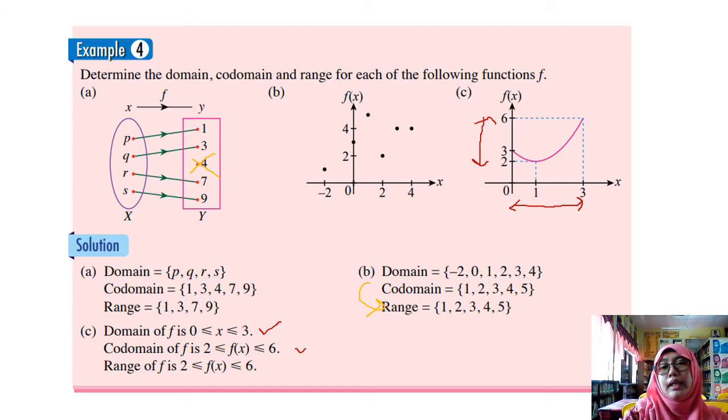Okay, similar for this graph, similar with the plot graph. That means range kita ambil nilai yang sama dengan codomain.